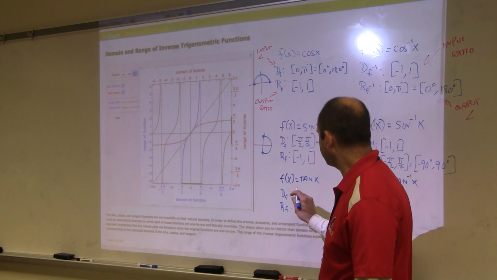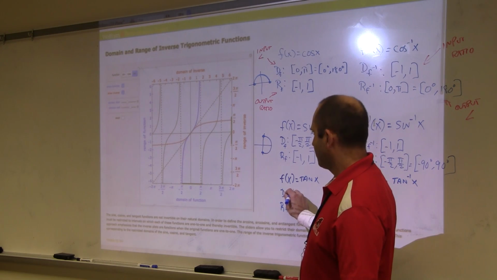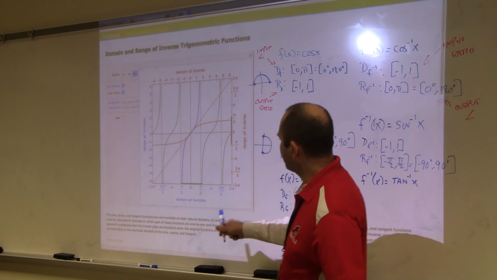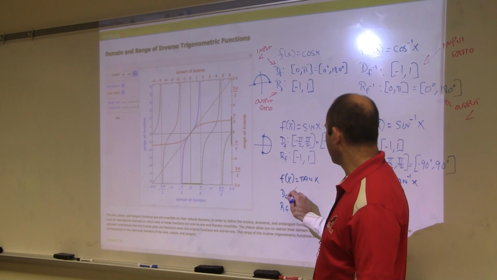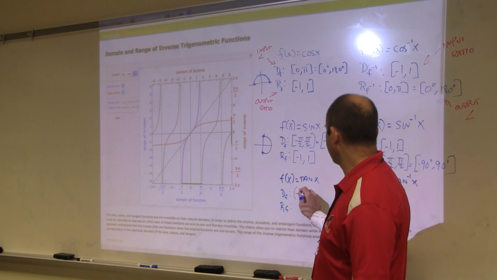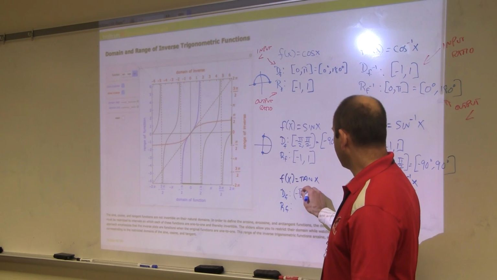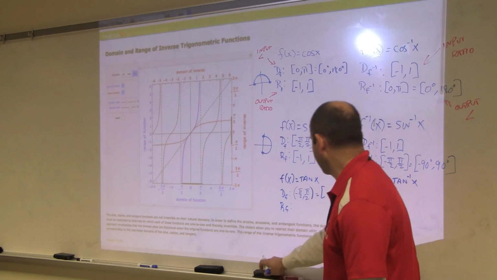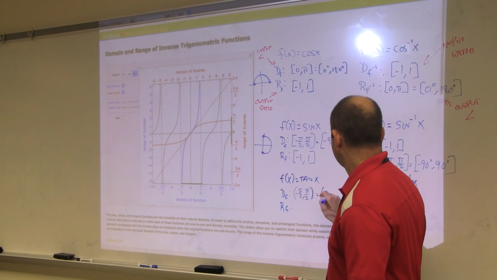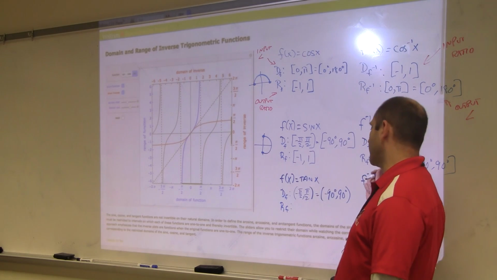Evan? Negative pi over 2 to pi over 2. Exclusive. Yeah, it's going to be exclusive this time because of the vertical asymptotes. So it's similar to sine, but it's parentheses instead of brackets. Is that okay with everybody? We're going to see why, as tangent is undefined at those locations. So we've got negative pi over 2 to pi over 2 radians exclusive, or negative 90 to 90 degrees exclusive, and we've restricted it that way so that the inverse will be a function.